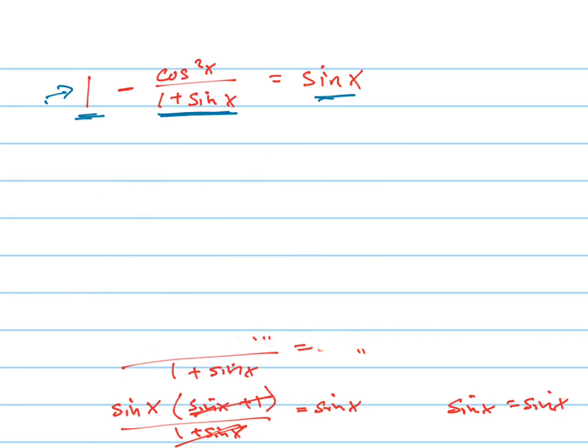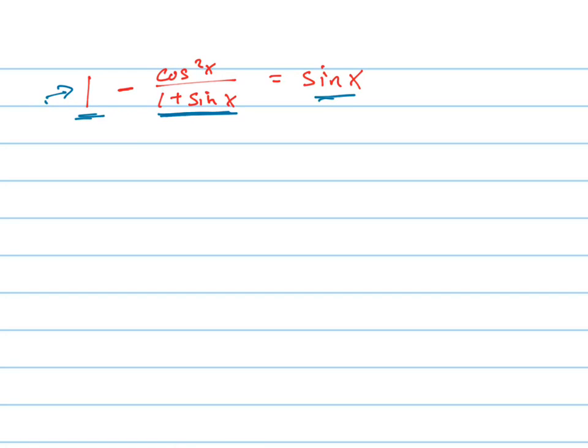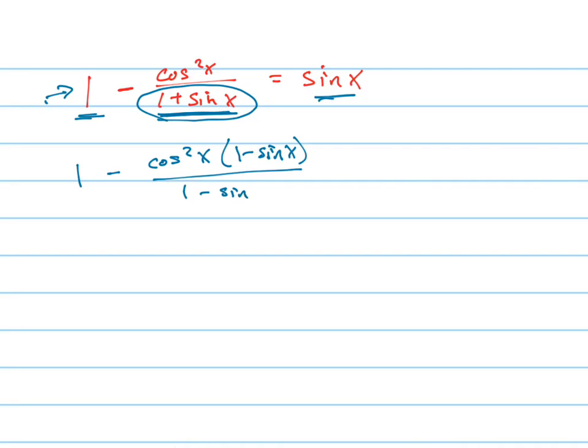Let's just erase all of it and see if there's another way we could have done it. Because my point is that most of the time, there's more than one way you can get to the answer. So let's try it a different way. Another way you could have done it is by saying, a lot of times when I have things like this, I need to multiply it by 1 minus sine x on the top and bottom, by the conjugate. So let's rewrite this as 1 minus cosine squared x times 1 minus sine x all over 1 plus sine x times 1 minus sine x, which ends up equaling what? 1 minus sine squared x.